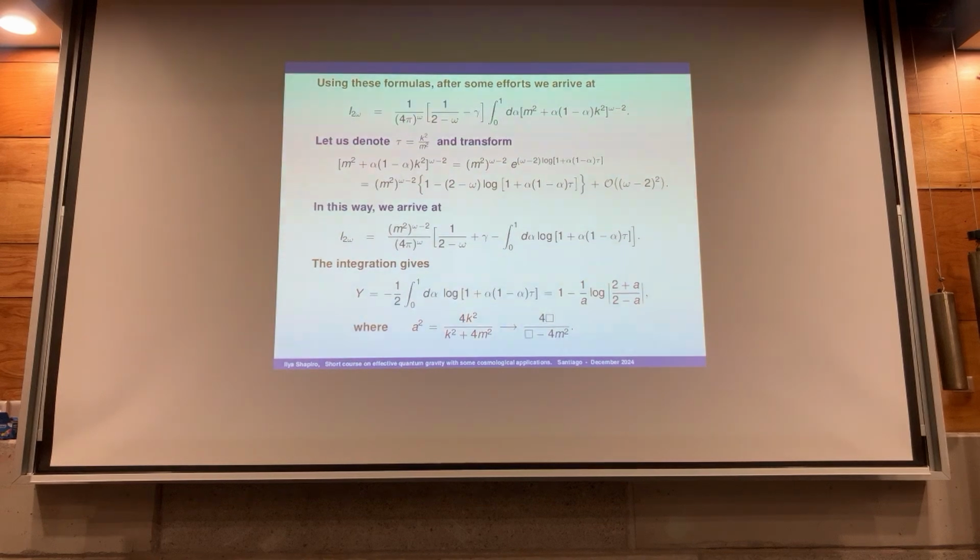If we go to the coordinate representation, then k squared is replaced by minus box, and we have this. Box is Euclidean, so it's actually a 4-dimensional Laplace operator here. We can see that in the ultraviolet, when k squared is much greater than m squared, a squared goes to 4, so we assume that a is equal to 2 in the ultraviolet. In the opposite limit, when mass dominates, a squared goes to 0 and a goes to 0. So our interest is to trace what happens between 0 in the infrared and 2 in the ultraviolet.